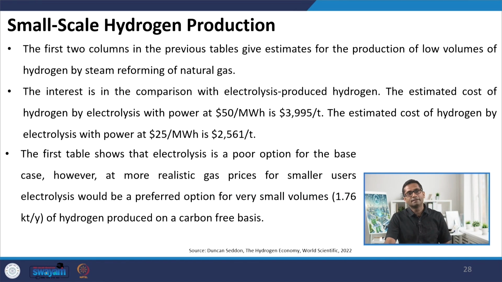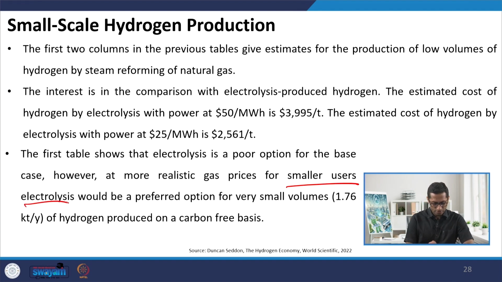So to summarize the conclusions from this analysis, if I want to compare electrolytic hydrogen production with other pathways, we find that electrolytic hydrogen does tend to have an edge as far as small hydrogen production is concerned. So if the scale is around 1 kiloton a year, possibly it's advisable to use electrolysis, and this is what has been seen in the past as well.